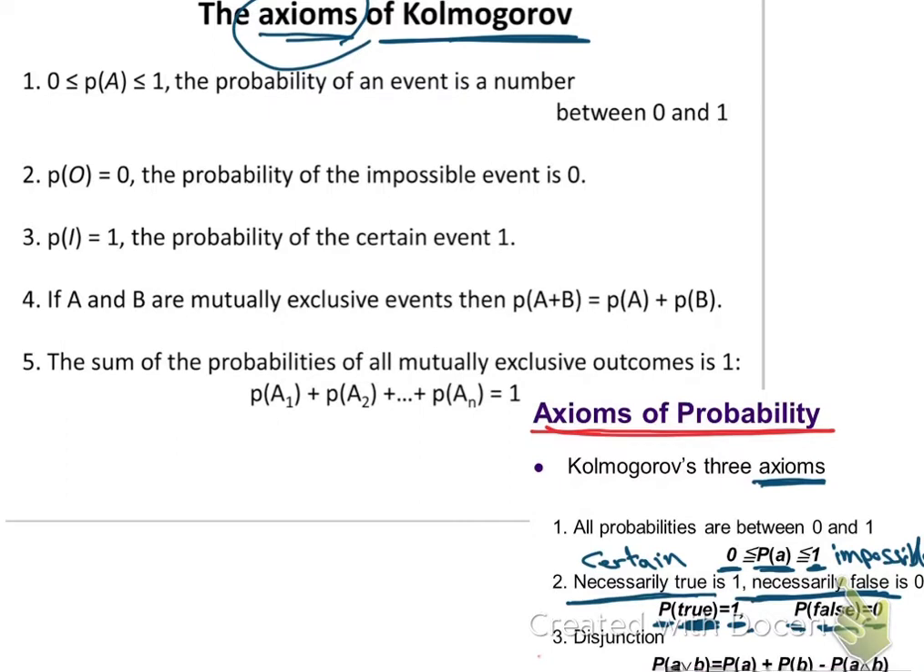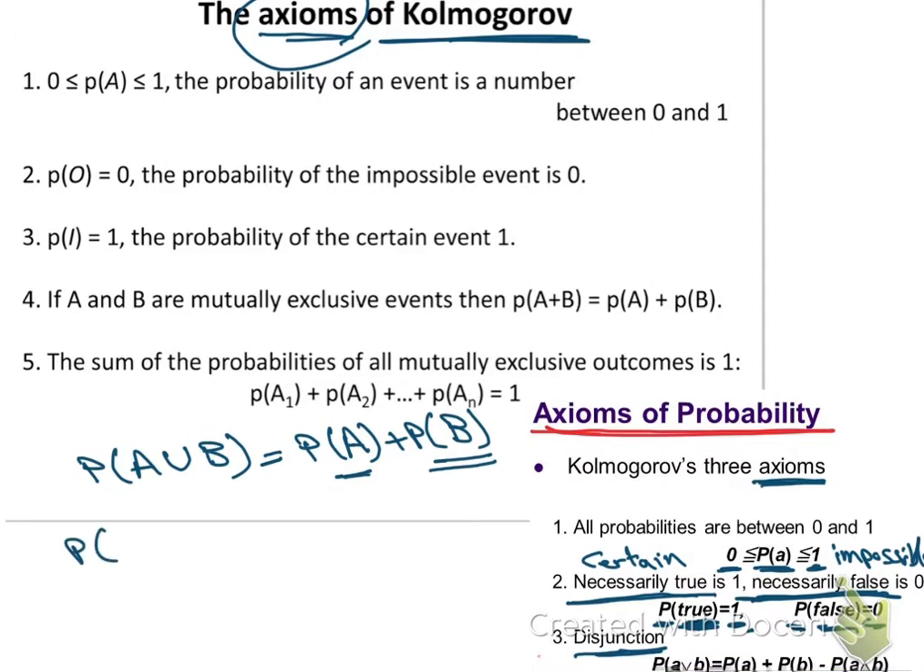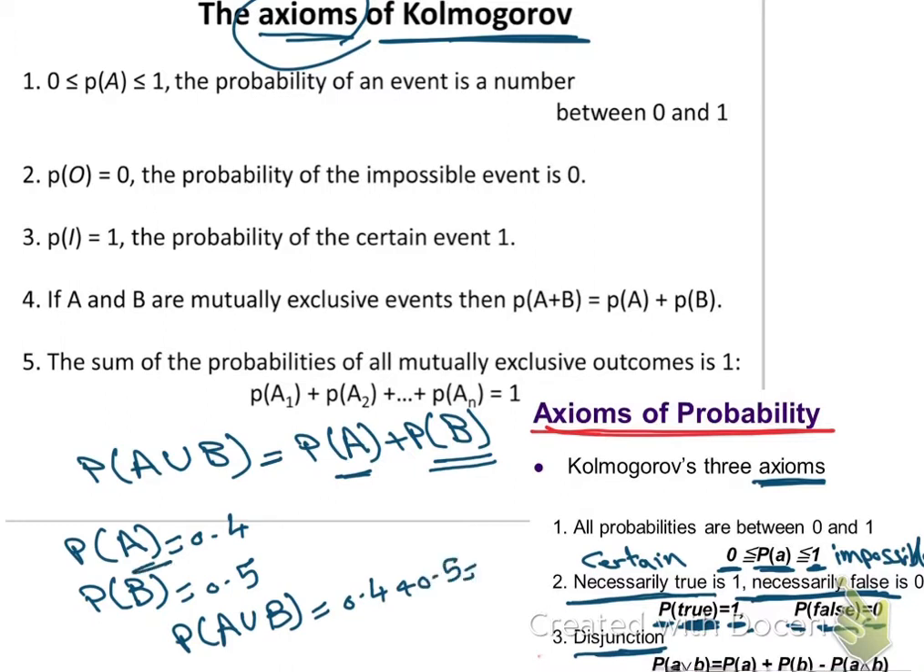The third axiom is the disjunction. We have taken it already in the previous video. We said the probability of A union B equals the probability of A plus the probability of B. For example, as per the example given in the previous video, the probability of A is 0.4 and the probability of B is 0.5. So the probability of A union B equals 0.4 plus 0.5, because A union B means the happening of A or the happening of B will be true. So it will be 0.9.